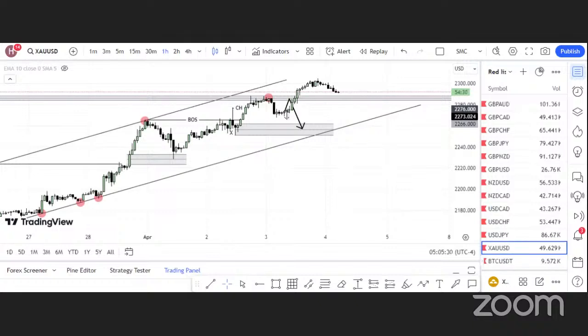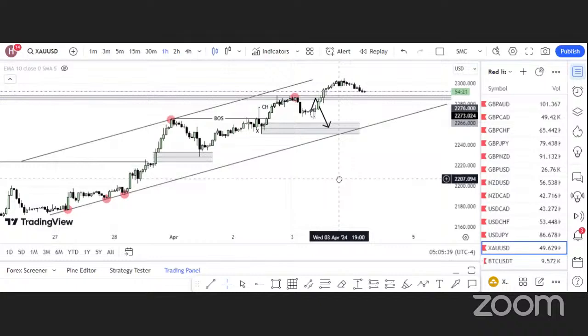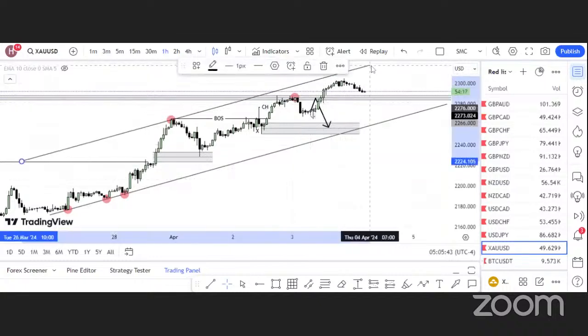Okay, so let's dive into the market. Let's see what's going on. We are currently on XAU USD. This is the gold market, right? This is the gold market.